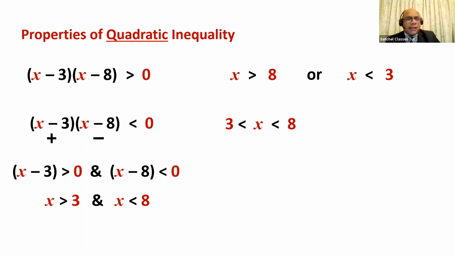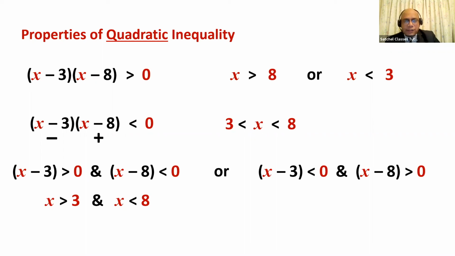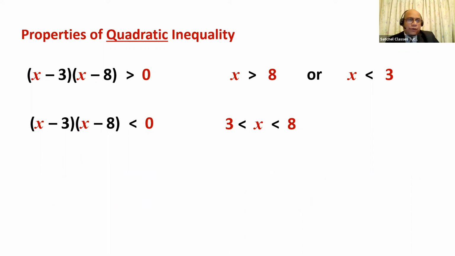Correct? The second case is when x minus 3 is negative and x minus 8 is positive. When will that happen? When x minus 3 is less than 0 and x minus 8 is greater than 0, right? Well, if I combine that, it will be x is less than 3 and x is greater than 8. Now, can you think of any value which is less than 3 but more than 8? Well, no such value is possible, right? No such value is possible, which means the solution set for the second inequality, (x minus 3) times (x minus 8) less than 0, is x lies between 3 and 8.